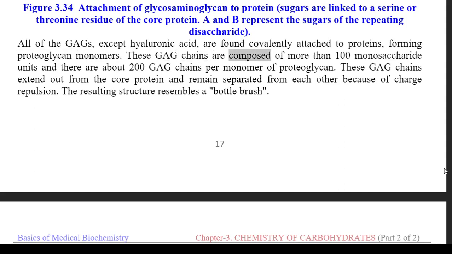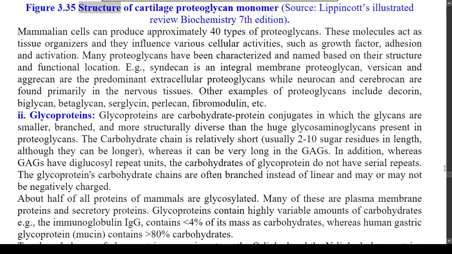These GAG chains are composed of more than 100 monosaccharide units, and there are about 200 GAG chains per monomer of proteoglycan. These GAG chains extend out from the core protein and remain separated from each other because of charge repulsion. The resulting structure resembles a bottle brush. Figure 3.35 Structure of cartilage proteoglycan monomer, source: Lippincott's Illustrated Reviews: Biochemistry, 7th edition.